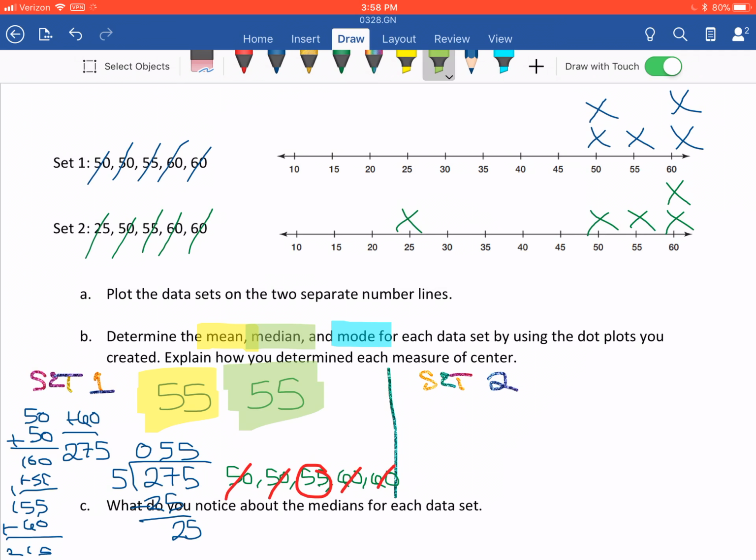Now I just need to find my mode, the number that shows up the most often. In my data set, there's two numbers that show up the most often, and they are 50 and 60. So those are both my mode. Highlight those in blue. So we know for set 1, that is my mean, median, and mode. Go ahead and pause this video and find the mean, median, and mode for the second data set, and then unpause when you're ready to check.